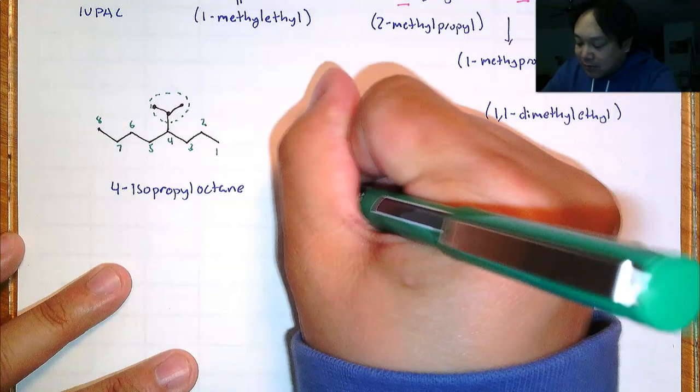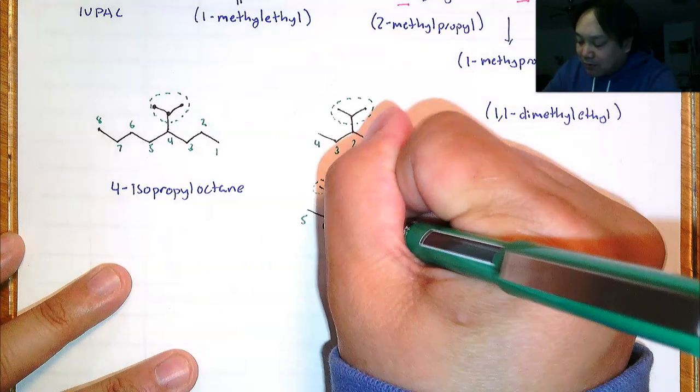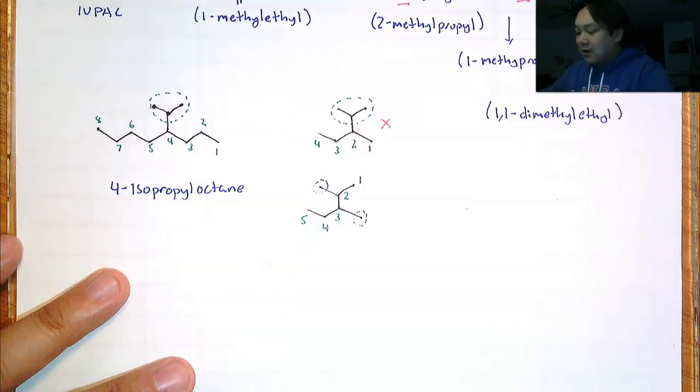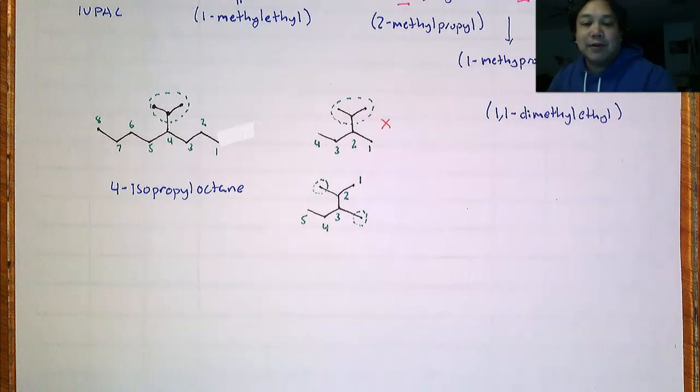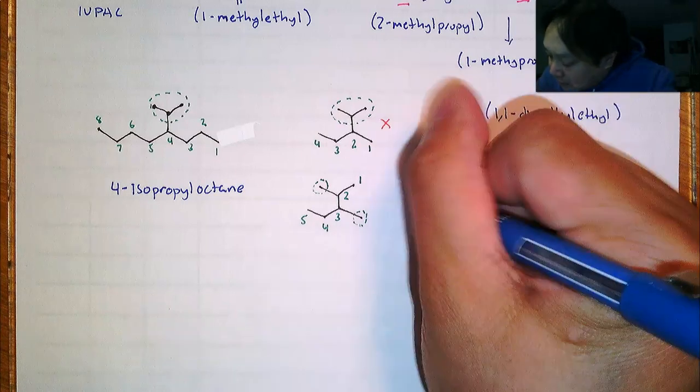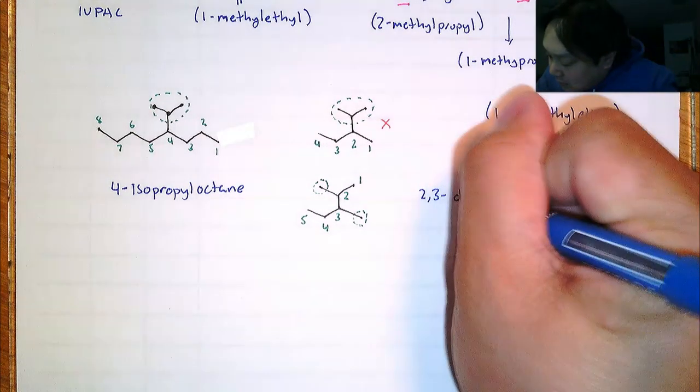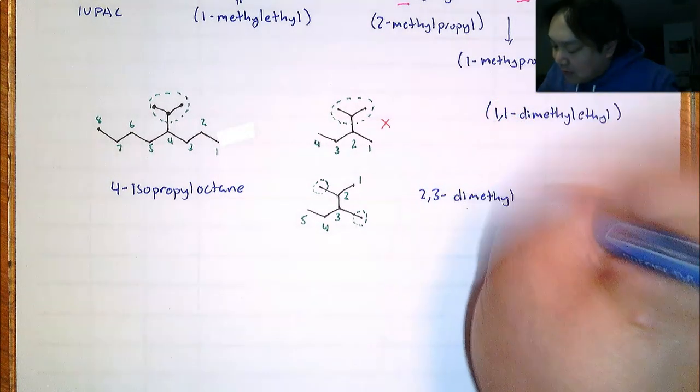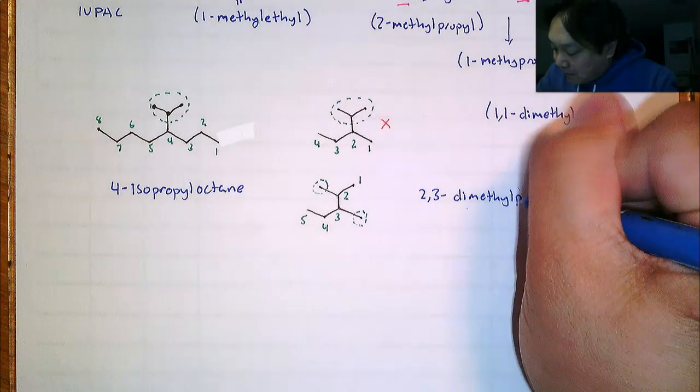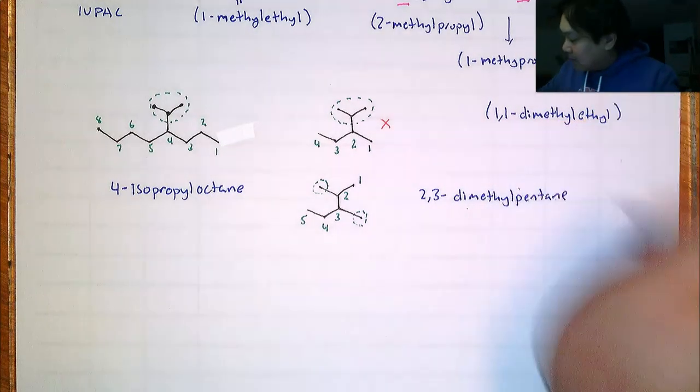And if that's our parent chain, our substituent is not an isopropyl group. Our substituents are 2 methyl groups. And the proper name for this would be 2,3-dimethylpentane. Okay.